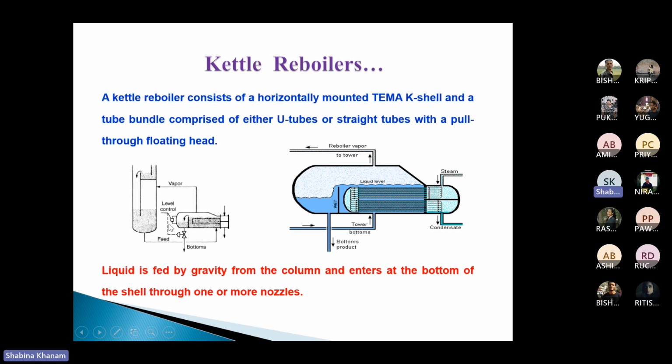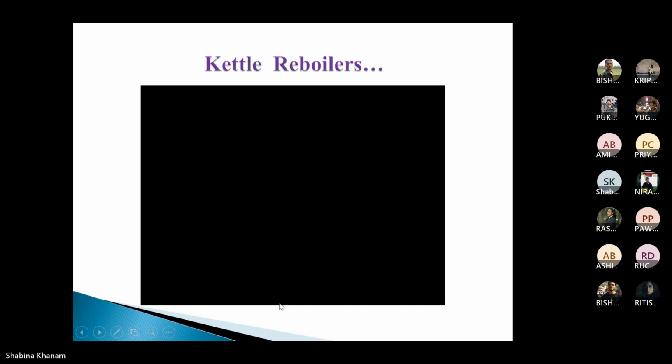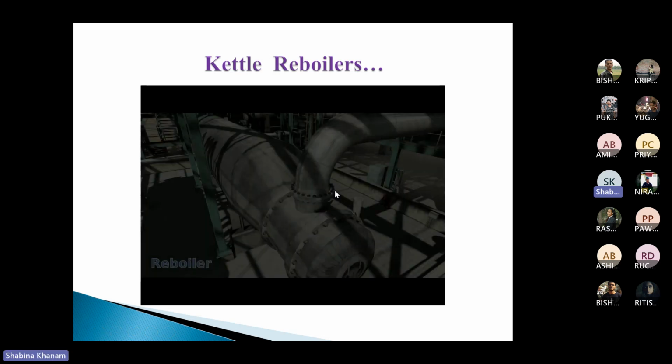So this reboiler will be at a slightly lesser height in comparison to this distillation column, so that the flow may occur naturally by gravity. So that is about the kettle reboiler. I'm just showing one video to make you understand so that you can see.